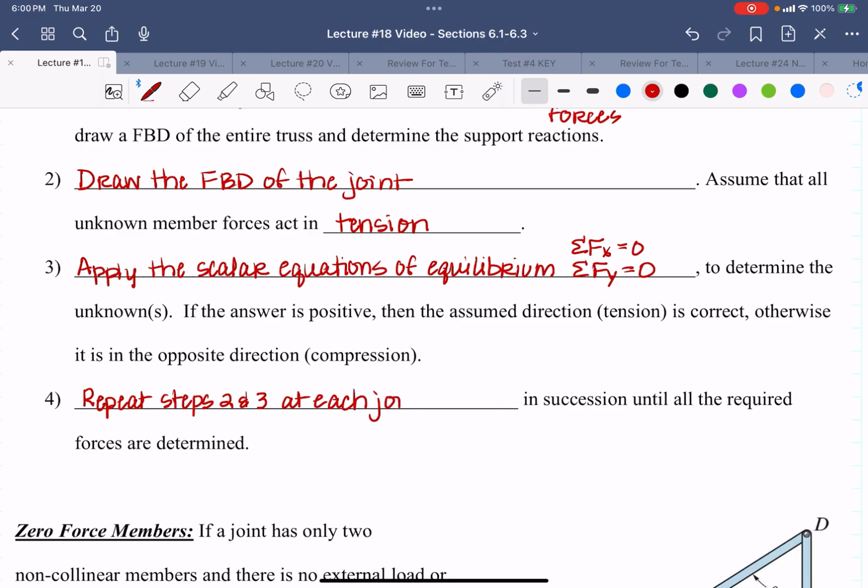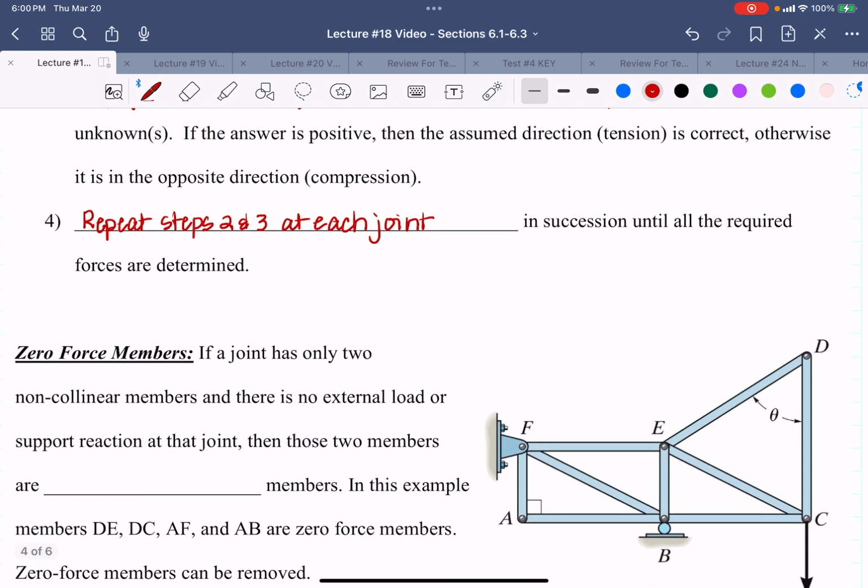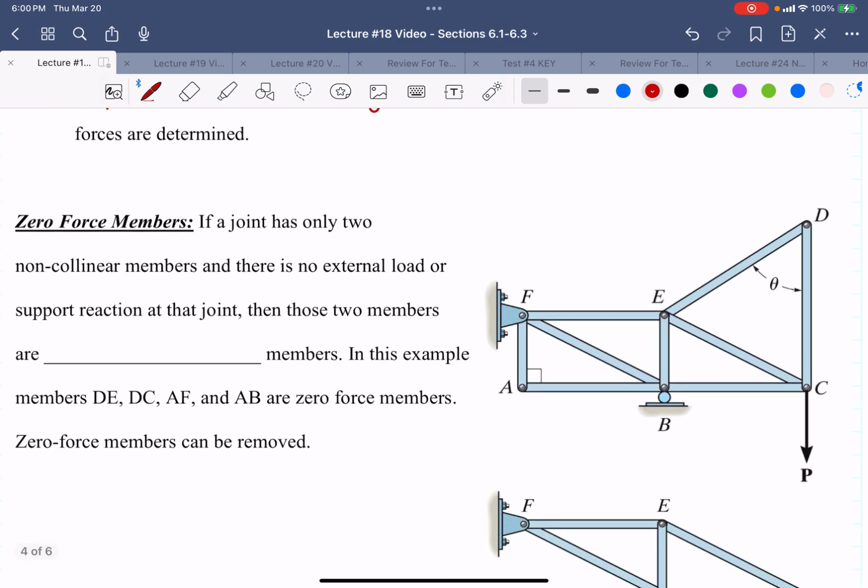One thing to note is you may have zero force members. And it's good to knock those out early so you don't spend your time solving for them. So let's talk about what they are. If a joint has only two members at it, and there's no external load or support reaction at those joints, then those two members are zero force members.